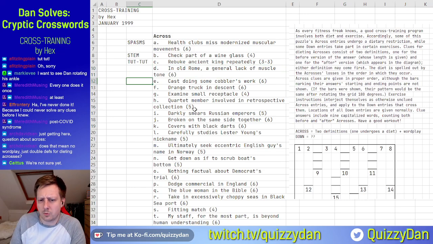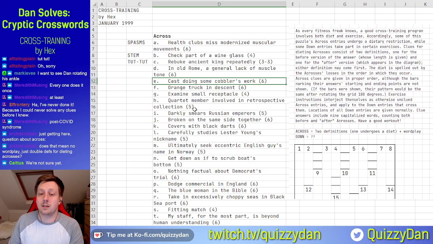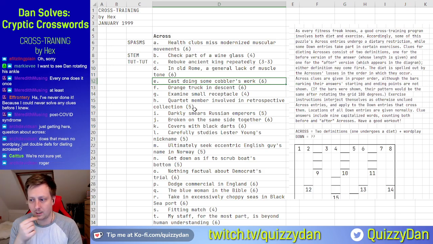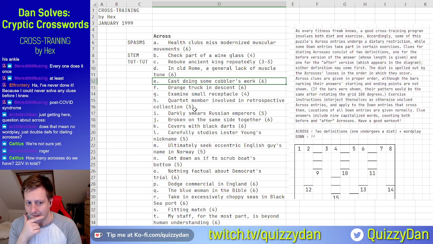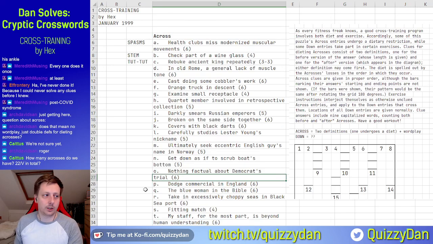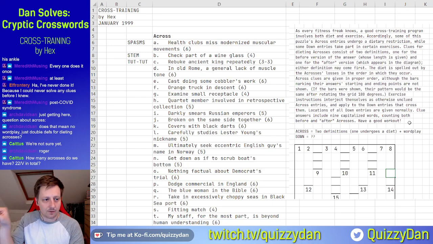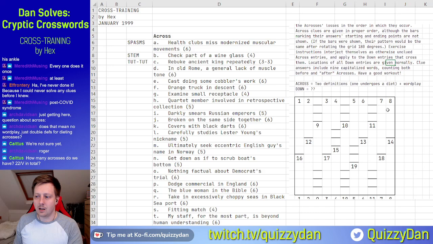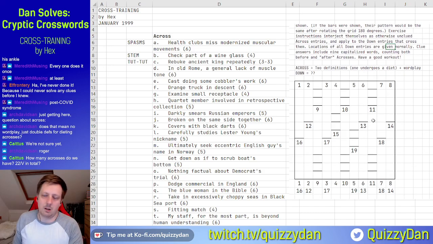Cast doing some cobbler's work. Cast doing some cobbler's work. And in the acrosses of the double definition clues, it should be said that the length in brackets is the longer of the two words, and not what gets entered into the grid. It goes up to T, so we have all the acrosses on the screen. I'm going to keep it on these instructions for now, because may as well.